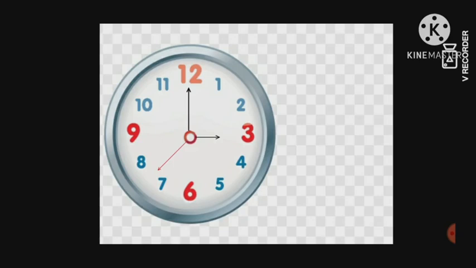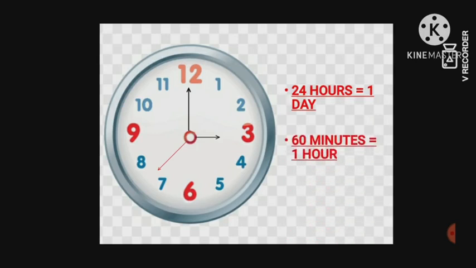One complete round of the hour hand makes 12 hours. And two complete rounds of the hour hand makes 24 hours. 12 multiplied by 2 is equal to 24. So, 24 hours is equal to 1 day. One complete round of minute hand makes 60 minutes, which is equal to 1 hour. And one complete round of the second hand makes 60 seconds, which is equal to 1 minute.